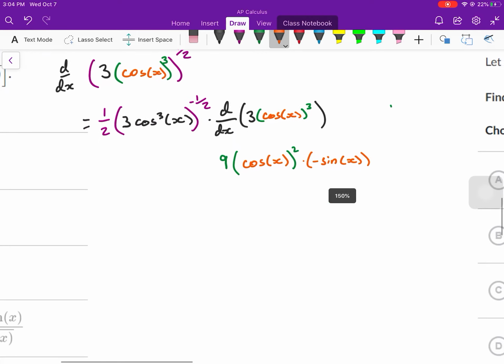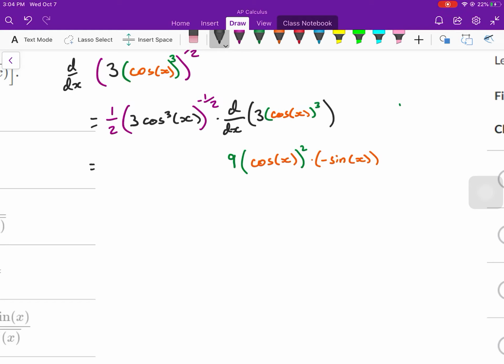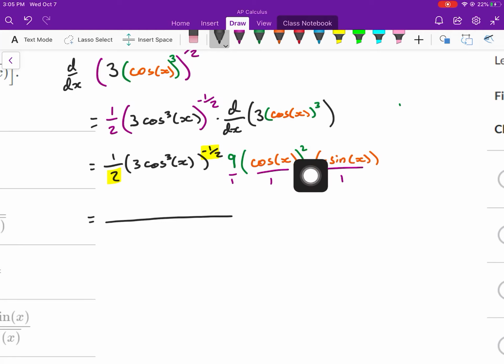So now let's bring this in the scope of the entire problem. So we have, don't forget, there's that 1/2 times 3 cosine cubed of x to the negative 1/2. So now we've got to figure out what goes on the top, what goes on the bottom. I can tell you right now, what's on the bottom is the 2. And this negative 1/2, we'll send it to the bottom. Everything else, you can picture as being over 1, so it's all going to be on the top. So I'm going to draw a big fraction sign. We have this negative times a positive 9 is going to be negative 9.